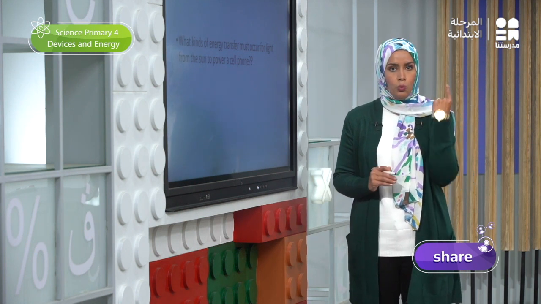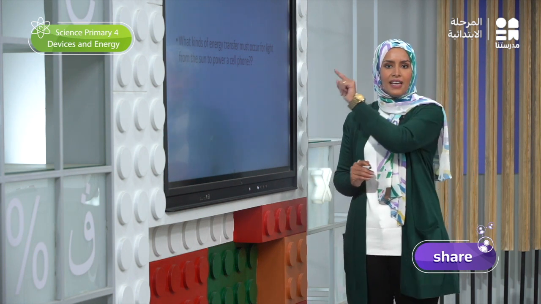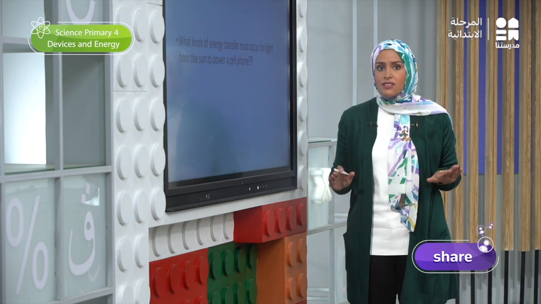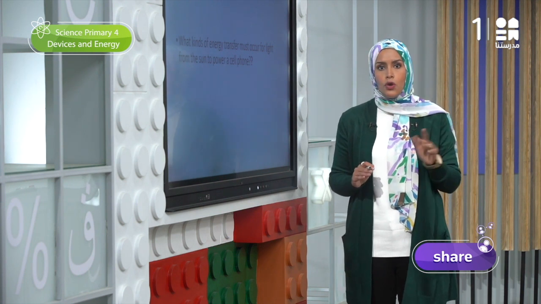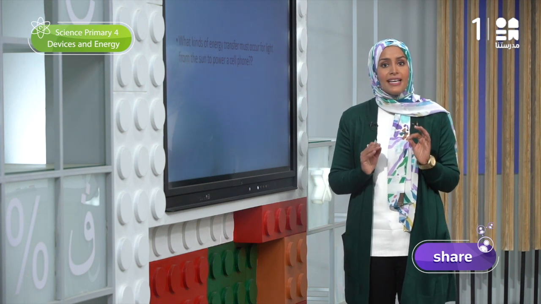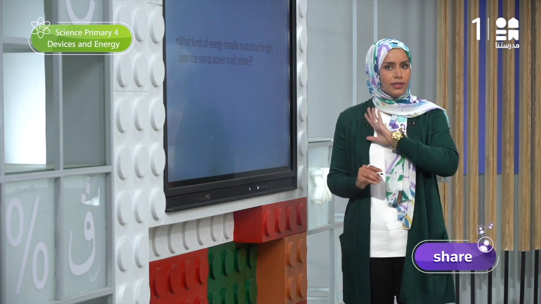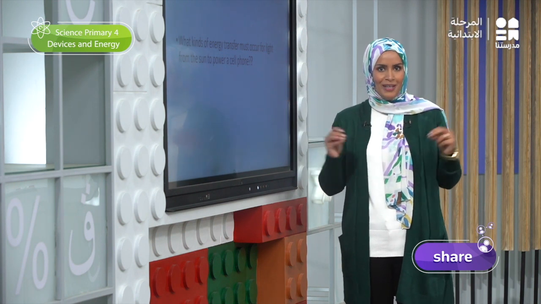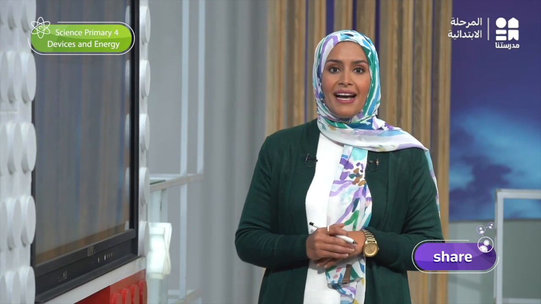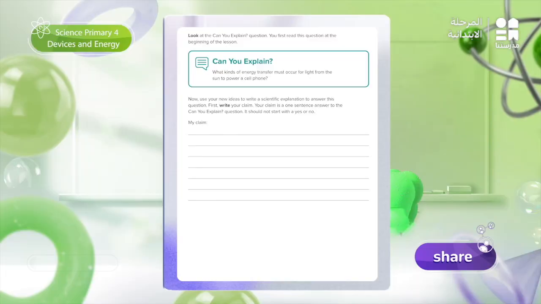To start, you need to write the claim, which is one sentence that answers that question. Of course, the answer shouldn't start with yes or no. The claim is a hypothesis, and it is always one sentence that answers our question. Now, get back to your book, page 23, to record your claims.